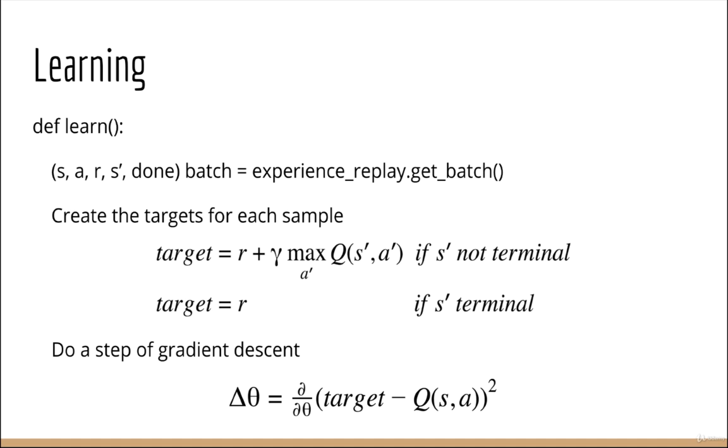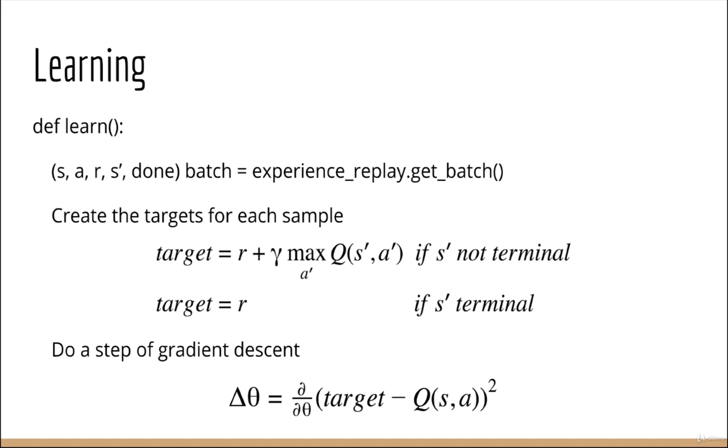So what goes inside the learn function? Well, this is where we actually train our model. In this function, we're going to grab a random batch of samples from our experience replay memory. This is a batch of SARS prime and done tuples. If you recall, the S's form the inputs into the neural network. The targets are calculated using the target network.